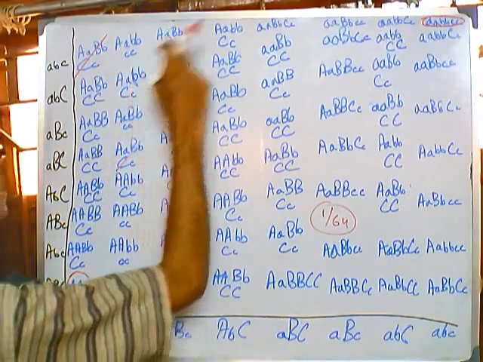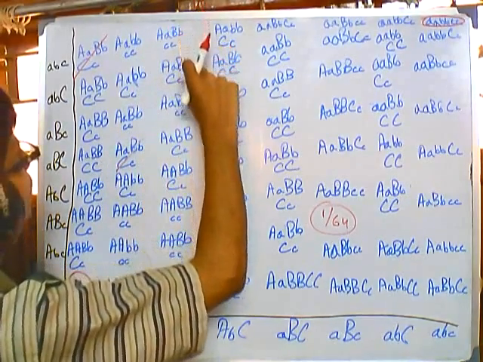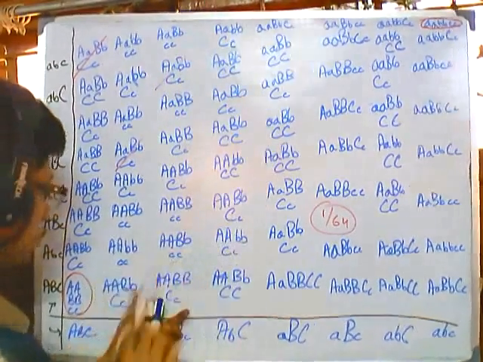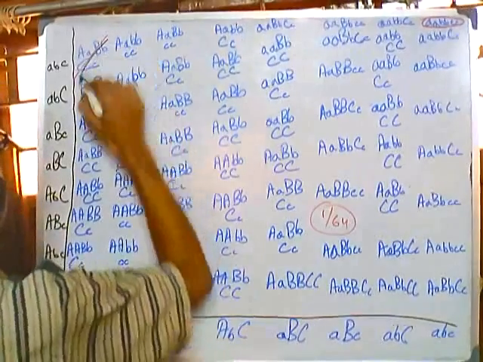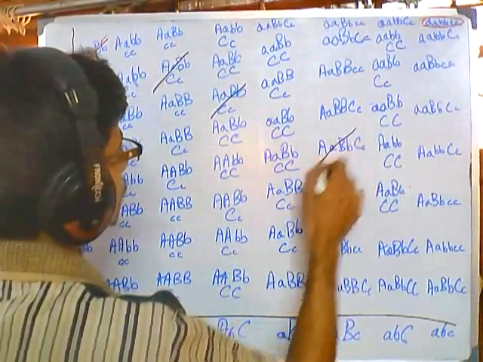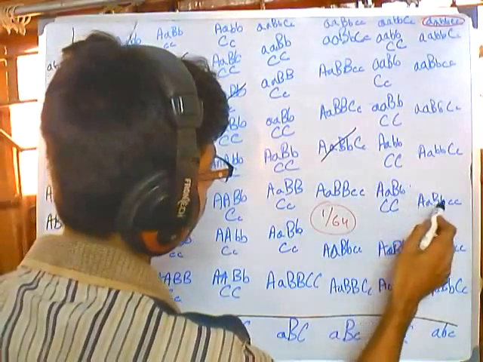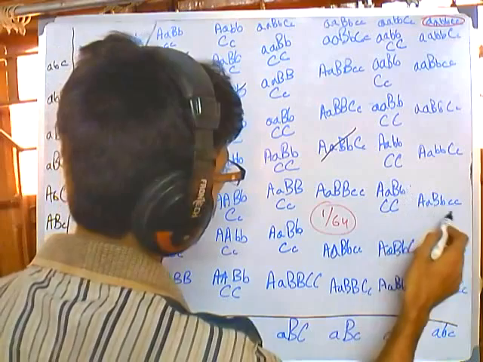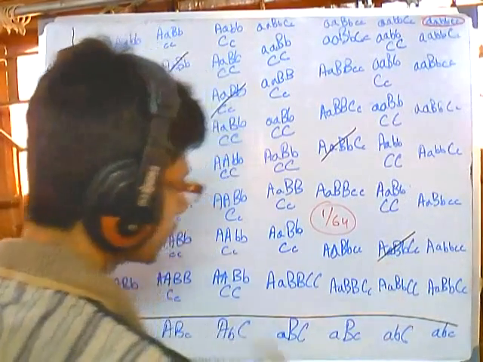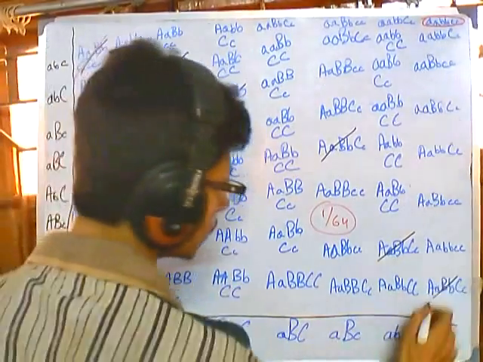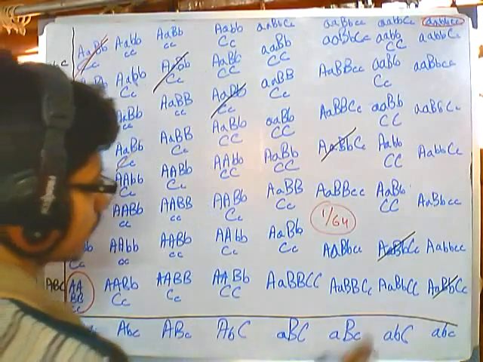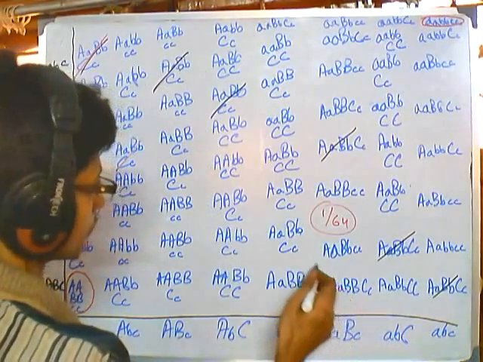Then say, in this part, this one, and say this one. So I'm going to cross those ones, so this one, this one, this one, and say this one, and this one. Most of them, okay.